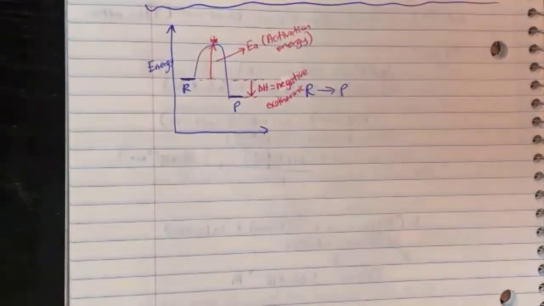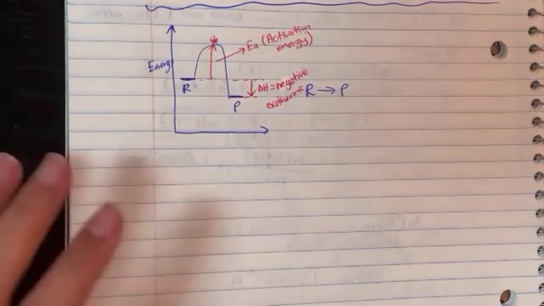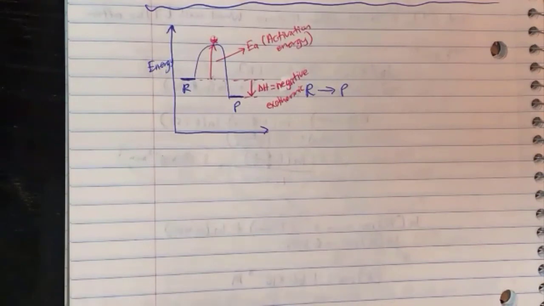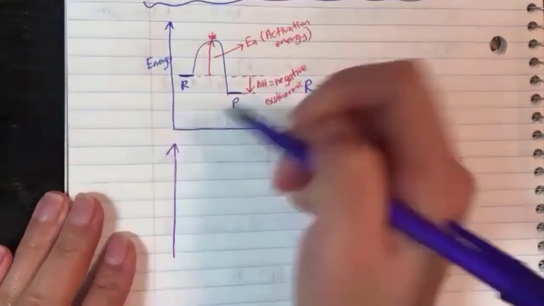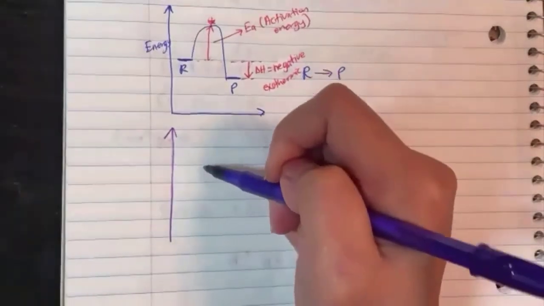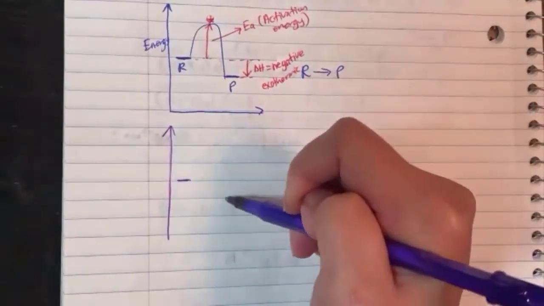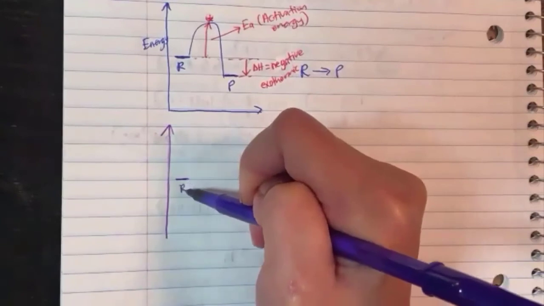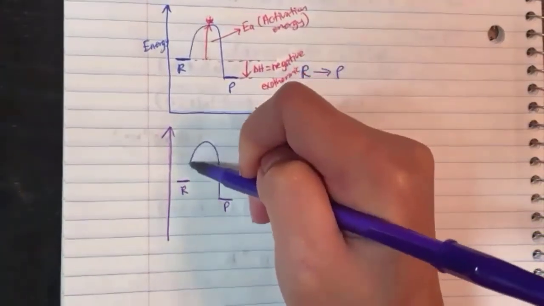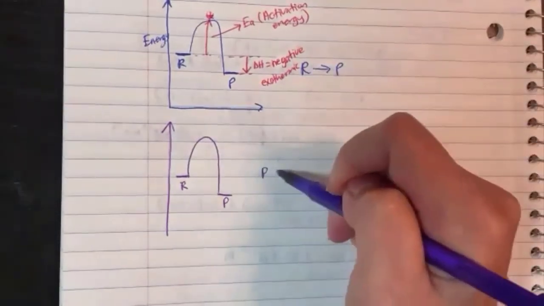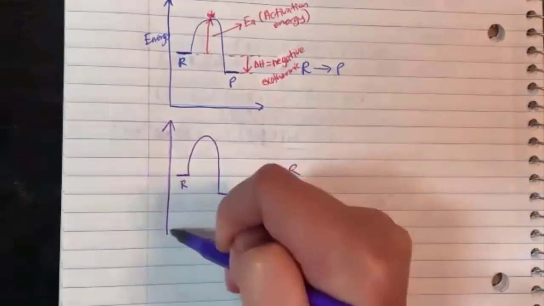Now, what if we did a reversible reaction? We took the same picture. Now we want to go from P to R, okay? Draw the same picture, no promises. So this is R, this is P. Now I want to go the opposite direction. We want to go from P to R.